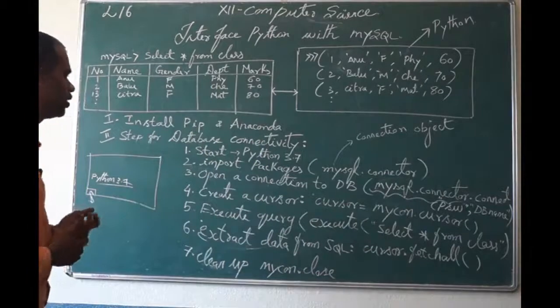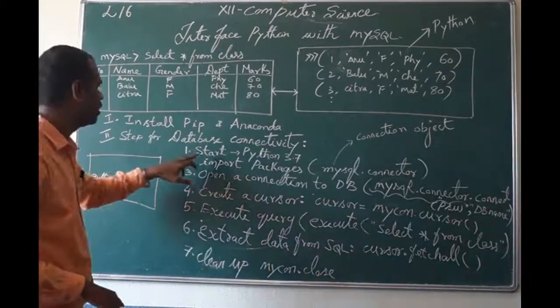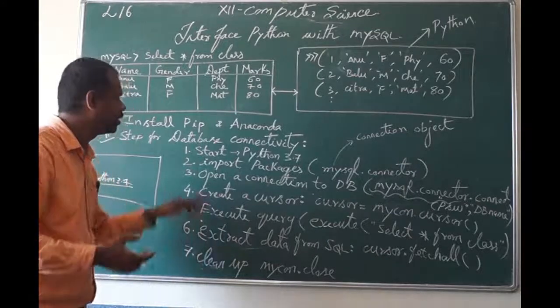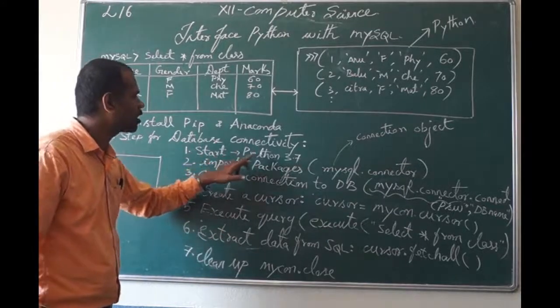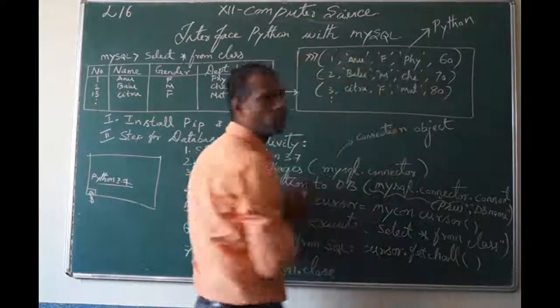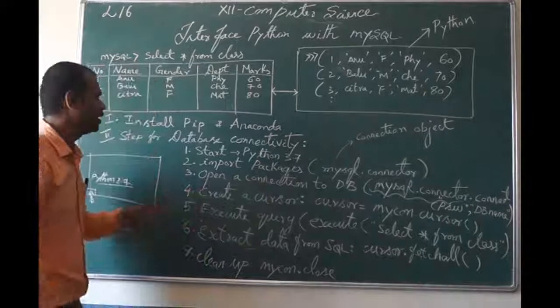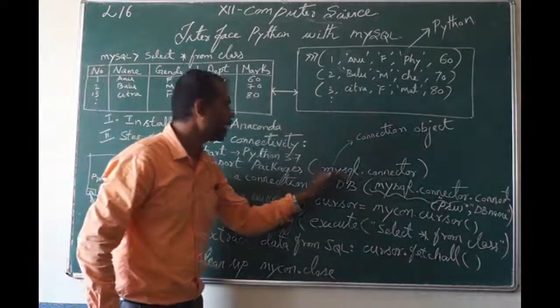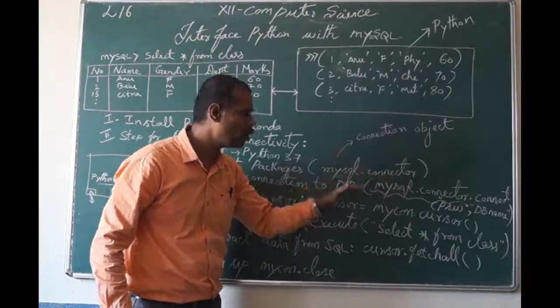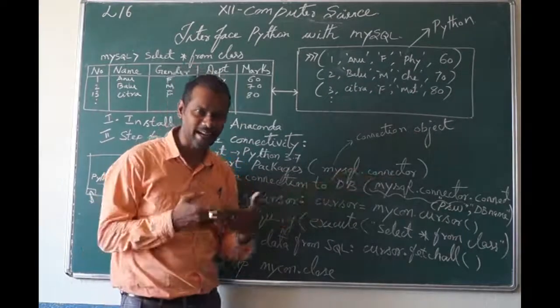Listen. Once again, I am giving a small recap. First, start, then Python 3.7. What will happen? This Python window will open. Easy. Next step: mysql.connector is a library package. First, you have to import this one. Then only we can make a connection.